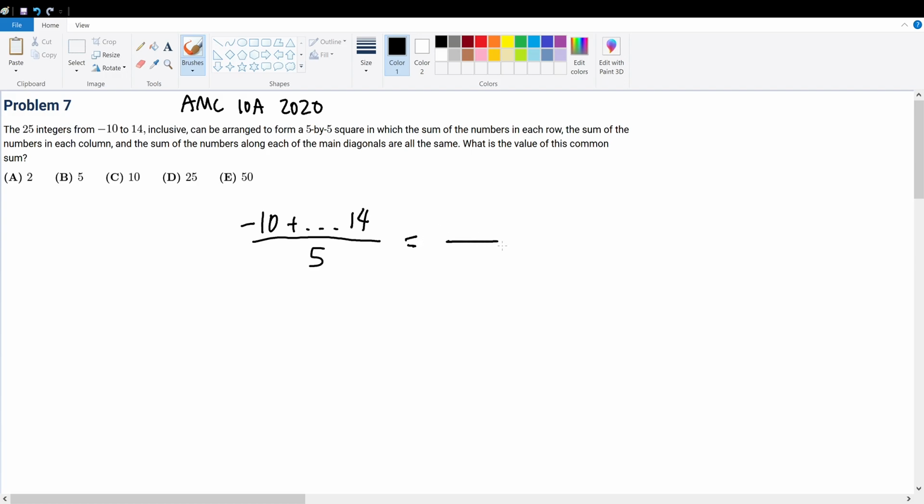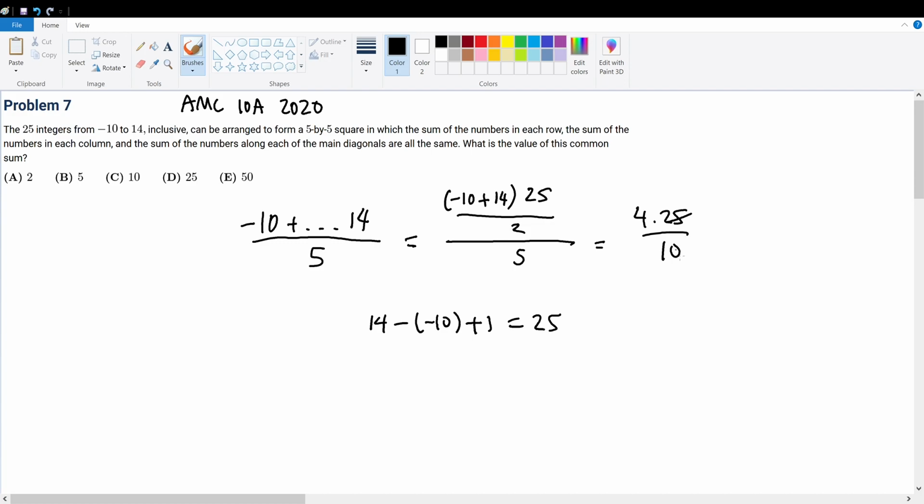The formula for the sum of an arithmetic sequence is the first term plus the last term, times the number of terms, over 2. In this case, since it's inclusive, 14 minus negative 10 plus 1 gives us n, which is 25. So there are 25 numbers; divide that by 2 and then by 5. This is the same thing as 4 times 25 over 10. Now, 5 can be divided from 10 and 25, and 2 can be divided from 4, meaning that this will give a common sum of 10.